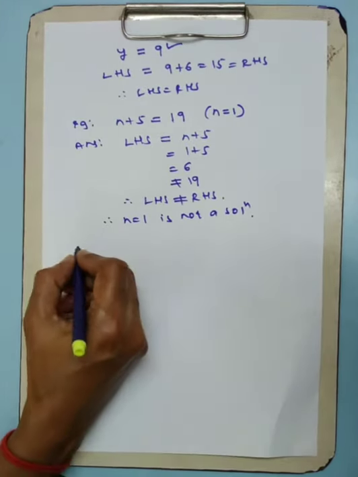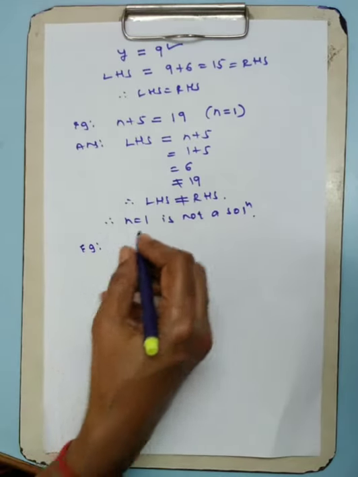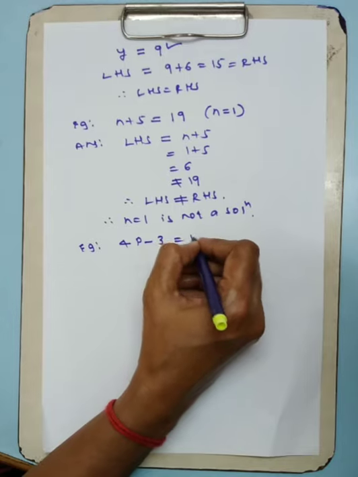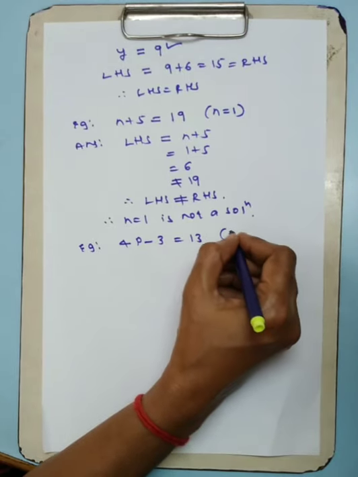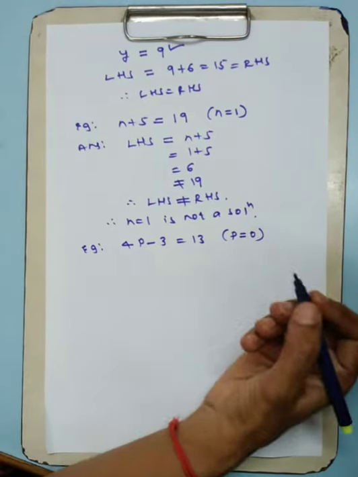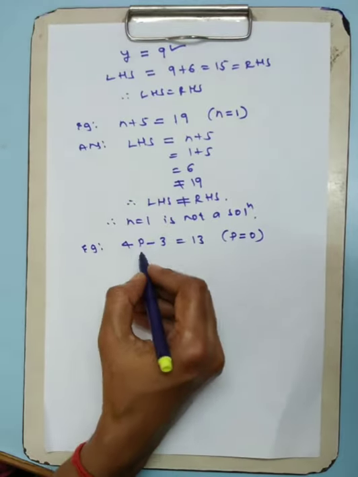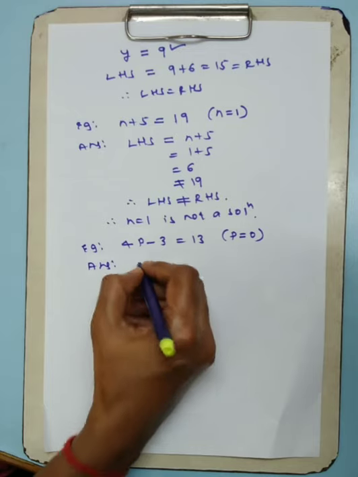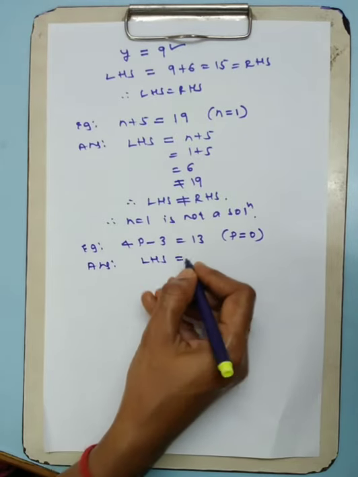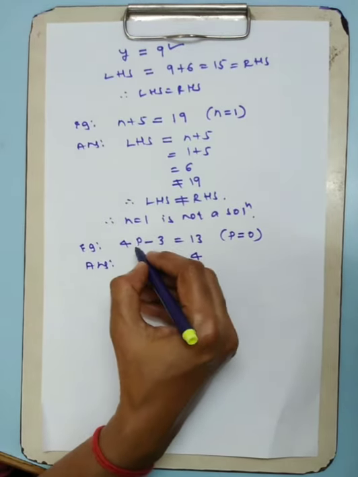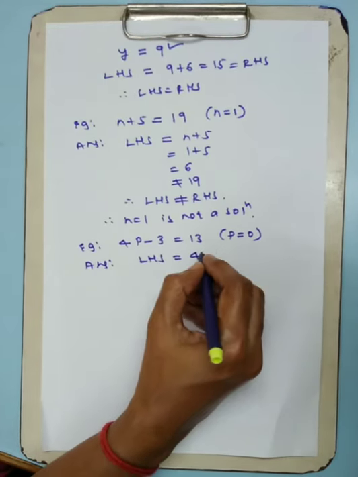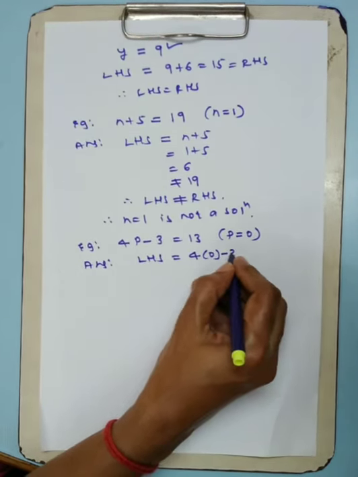You can solve by this method. Let us discuss one more example. Say 4p minus 3 is equal to 13. Now the given value for p is 0. You have to verify whether 0 is the solution of this equation or not. So again find the left hand side. Your left hand side is equal to what? 4 into p. Here there is no sign between 4 and p, which means there is a multiplication sign. So 4 into 0 minus 3.